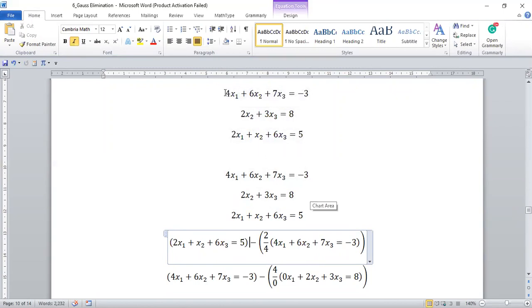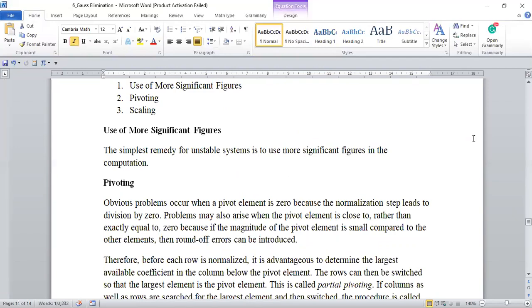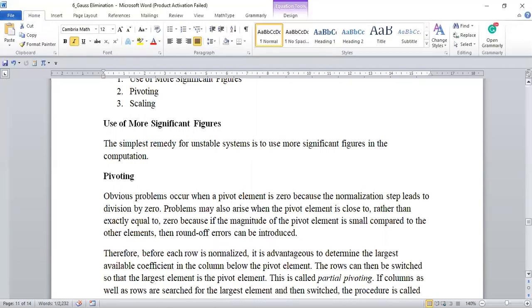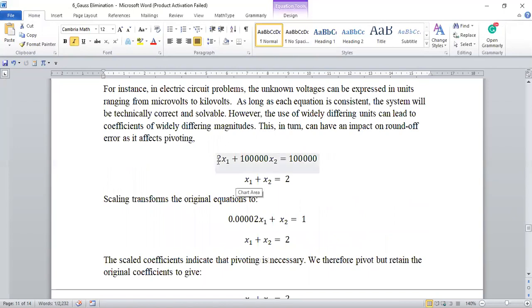If equation 1 is giving you problems, just rearrange it and use the second equation as the first equation, then you are good to go. Then the third technique is scaling. We've talked about pivoting. So scaling is, okay, for instance, let me just present a problem for you.